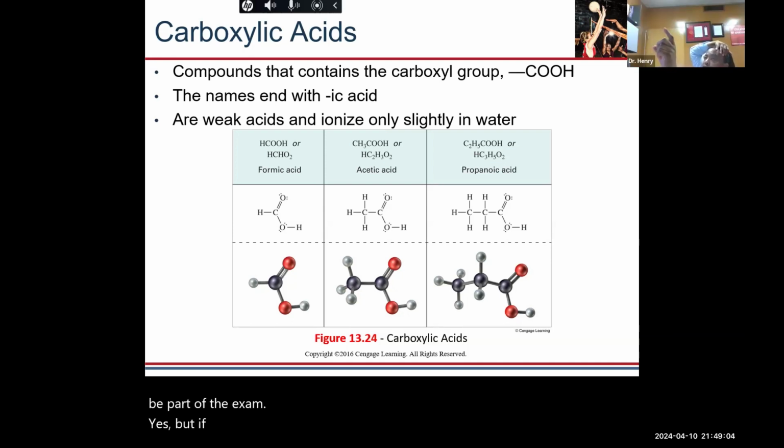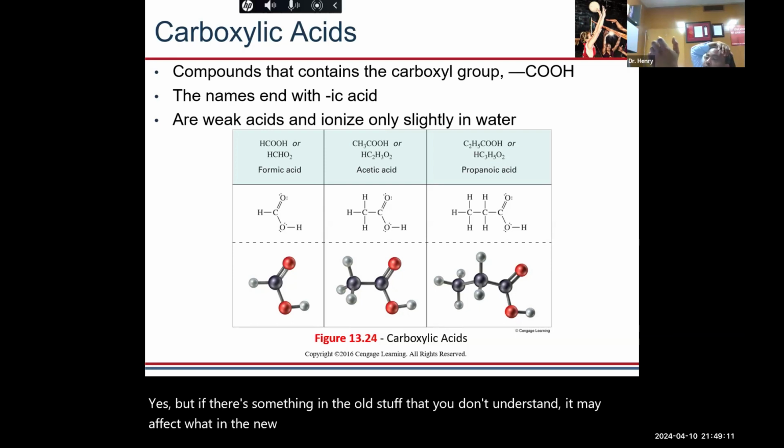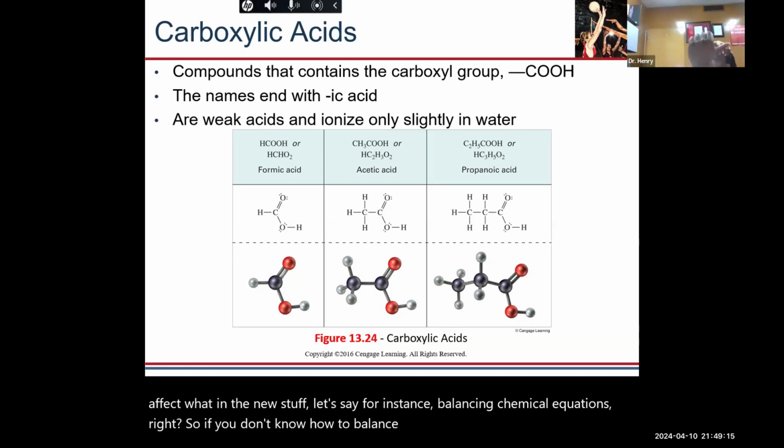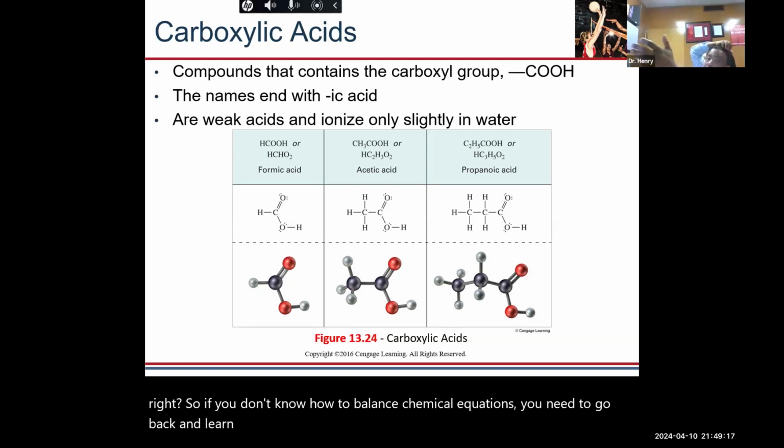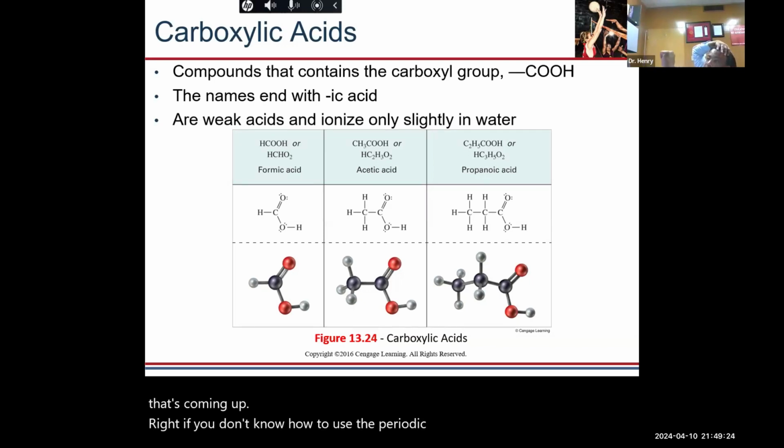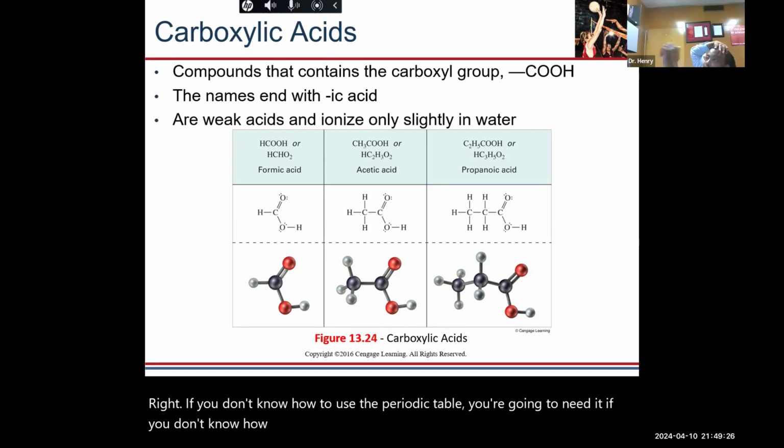But if there's something in the old stuff that you don't understand, it may affect what you know in the new stuff. Let's say, for instance, balancing chemical equations. If you don't know how to balance chemical equations, you need to go back and learn that because you're going to need it, especially on this new stuff. If you don't know how to use the periodic table, you're going to need it. If you don't know how to do nomenclature, you're going to need it.